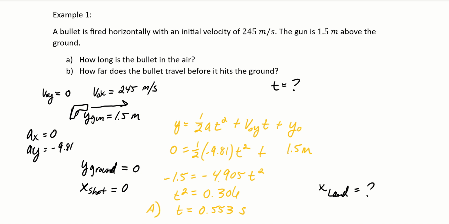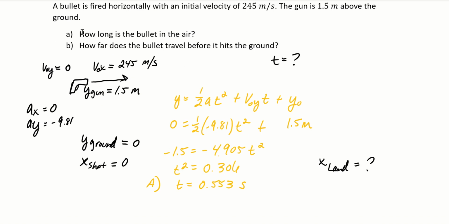So again, we used all of the information we know for this type of problem. I know that my acceleration in the y direction is negative 9.81 meters per second squared. I know that my initial velocity in the y direction is 0. I didn't know the time, but the question was asking me to find the time. And I knew that the change in position was negative 1.5 meters. My initial position was 1.5 meters, and my final position was 0 when it hits the ground.